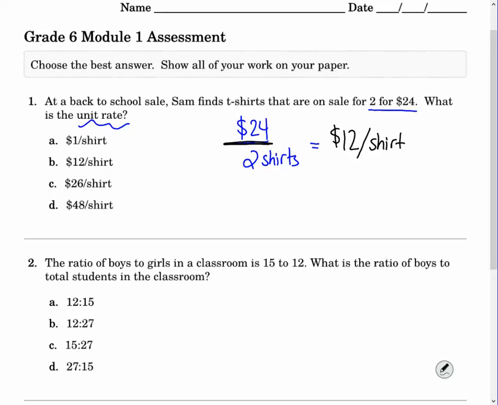And where did I get that unit? Right here, I have dollars and shirts. So it's $12 per shirt, choice B. All right, the next one.